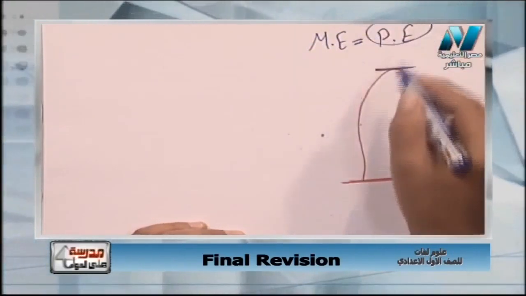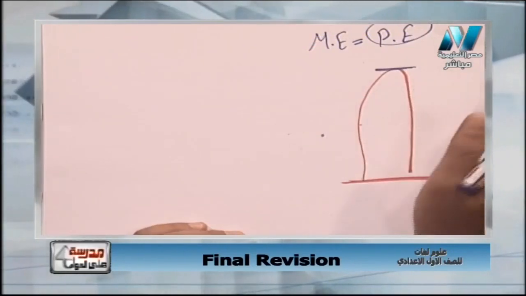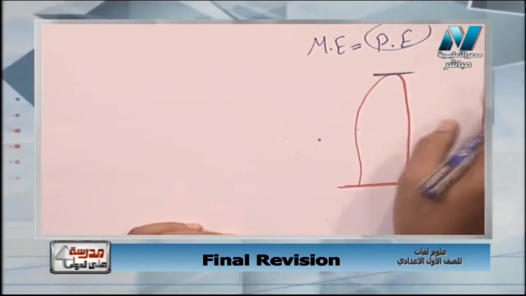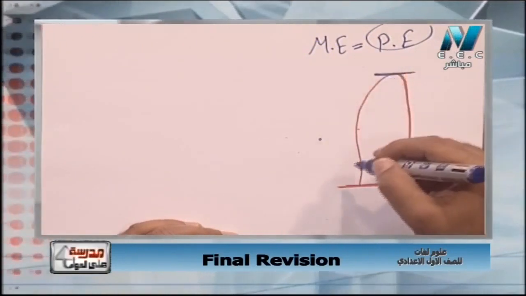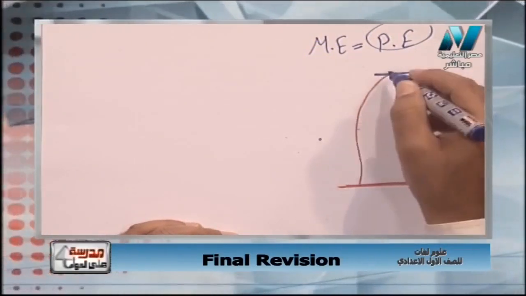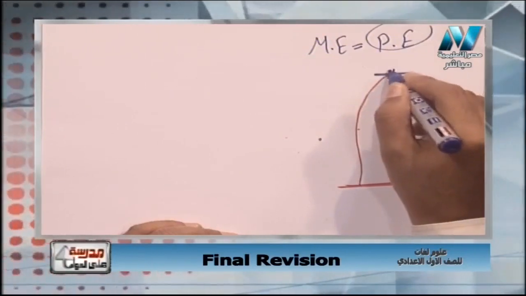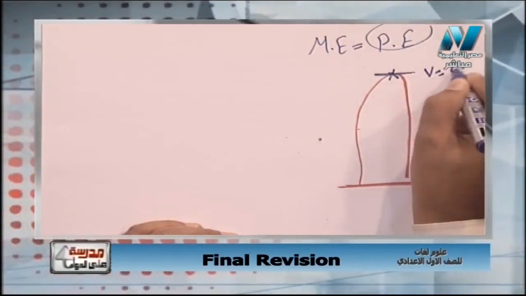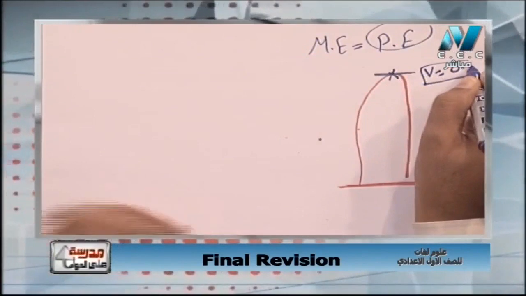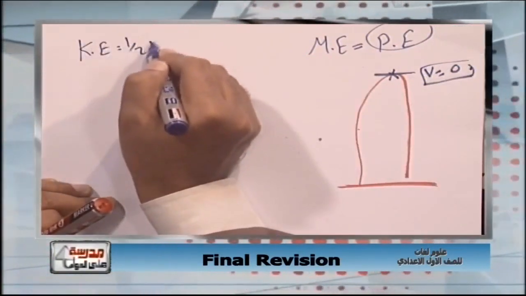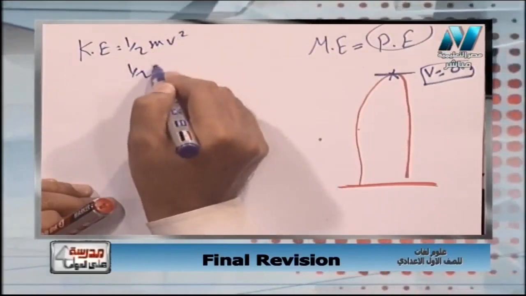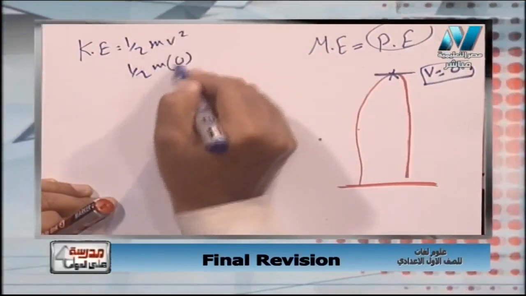Potential energy is the highest, the maximum value, at the maximum height. Notice that the object that is thrown up stops here. V equals 0, speed equals 0. If speed equals 0, kinetic energy equals half mass times velocity squared, half mass times 0, which will be 0.